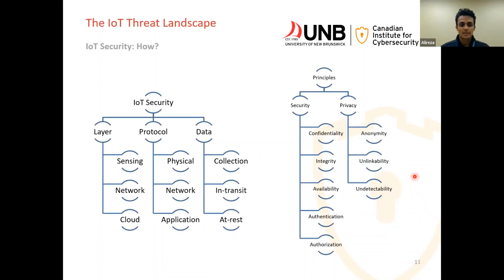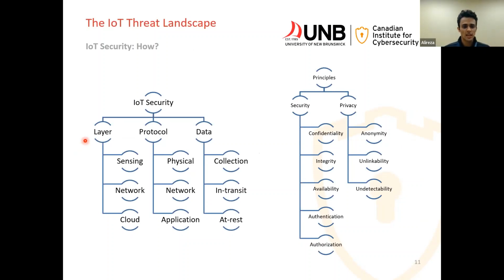With all this said, let's take a look at how we can secure these networks and what are some aspects that we need to take care of in order to secure our networks. So in terms of IoT security, there are different aspects that we need to take care of, or we can approach, to secure the IoT.